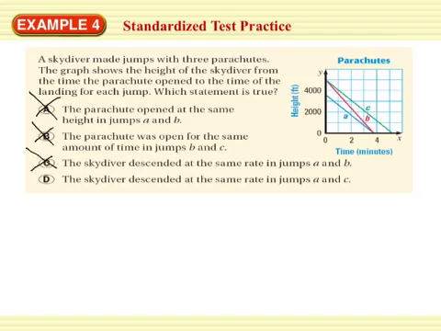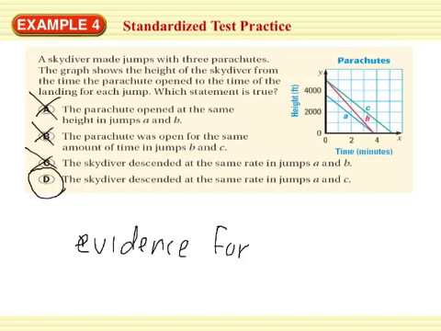The skydiver descended at the same rates in jump A and C. So let's just talk through it. I have jump A, which is right here, and jump C. Okay, visually they look to be parallel, so visually they look to be the same rate, but we're going to actually calculate it in a minute. So I believe this one is true, but we need evidence for true. You can't just circle it and expect it to be okay. Okay, we're going to calculate it. Evidence for our true statement.